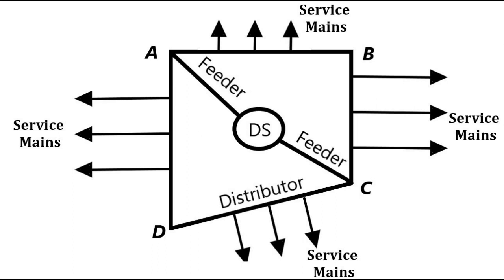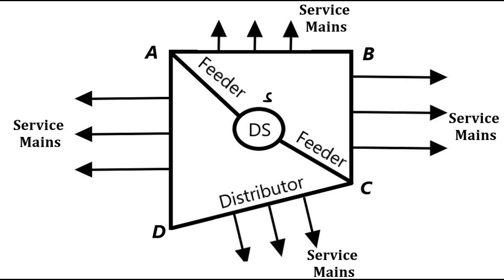This SC and SA, which are the feeder lines, provide to the distributors, which are AB, BC, CD and DA, and they provide to the service mains. Feeders supply to distributors and distributors to service mains.